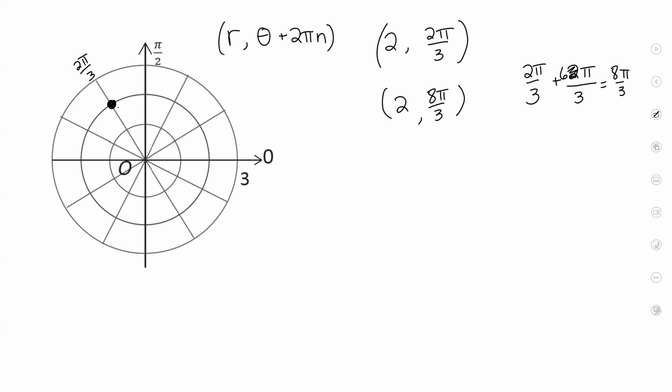Now, another way is I can go, let's look, I can go this way right here and then do a negative radius, correct? Okay, so I know this is 2 pi over 3. What is this angle? What do I do?